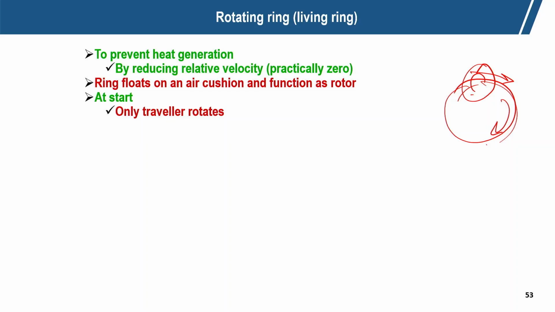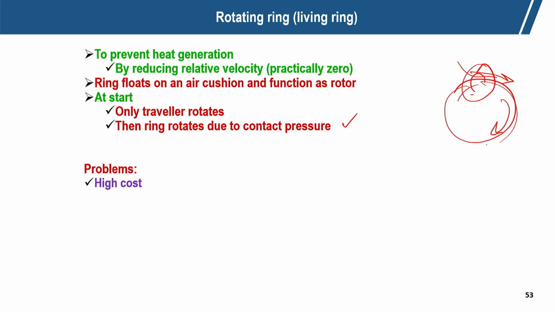Although it floats on the air cushion, initially the traveler will start rotating by the yarn drag. Gradually, due to the friction, the ring will start rotating. Then the ring rotates due to the contact pressure, frictional contact. Now, the main problem here is that the cost is very high. That is why commercially it is not successful.